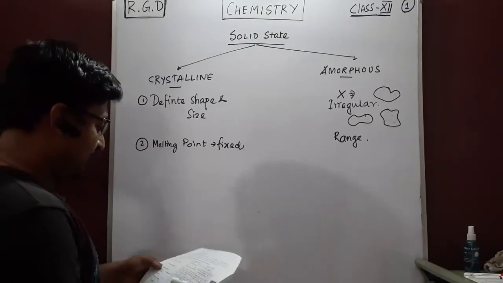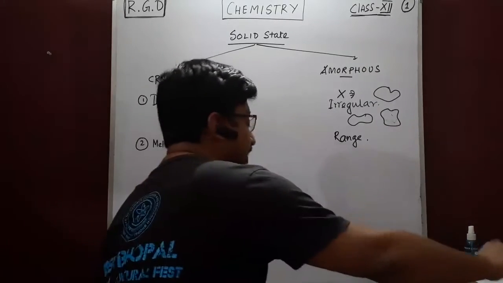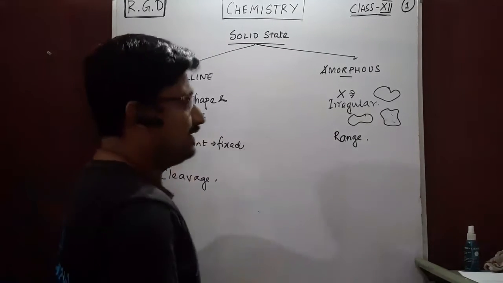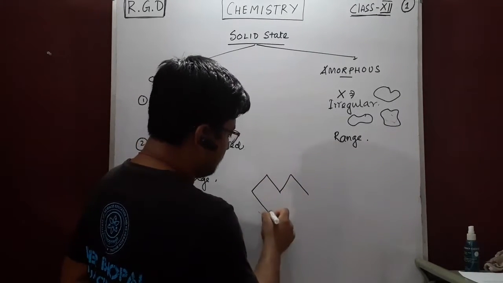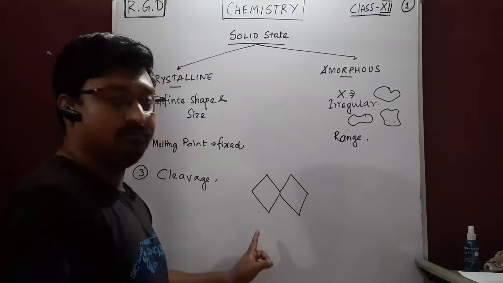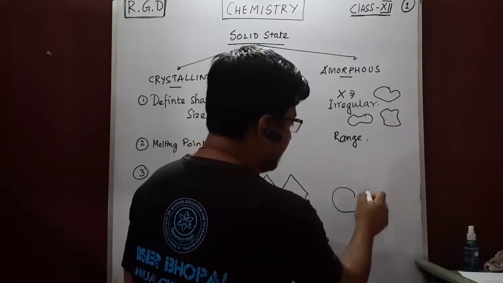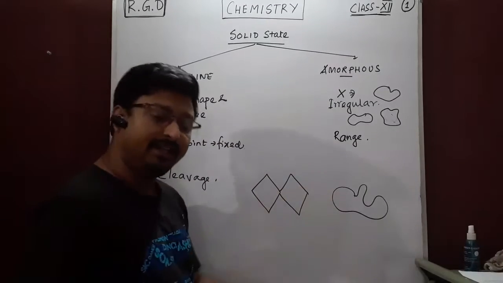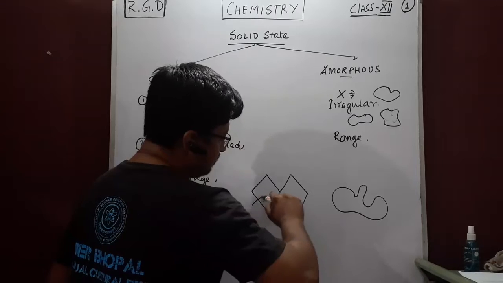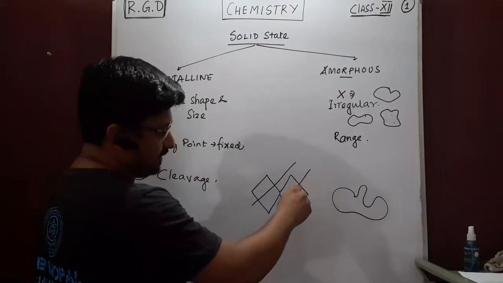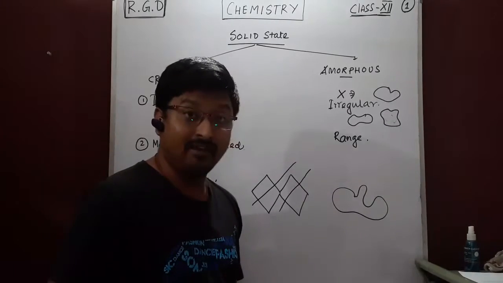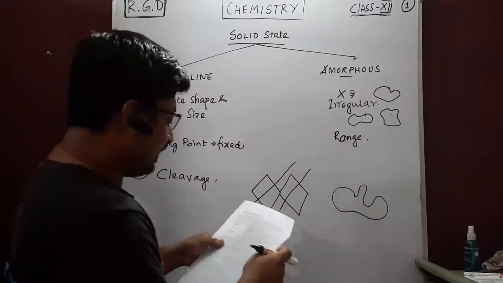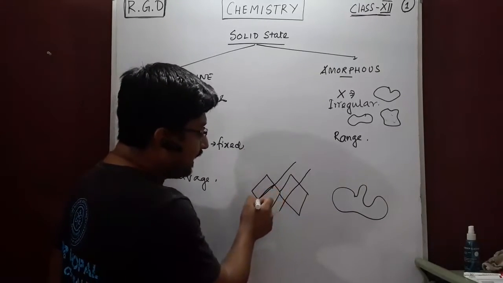Next point. Another very important thing is cleavage. Let's take the example again. This is crystalline in nature, and this is an amorphous body. Now, if you cut this crystal regularly in any way, let's say I cut this way, and here I cut in the same way, the newly generated surface will be clean and smooth.